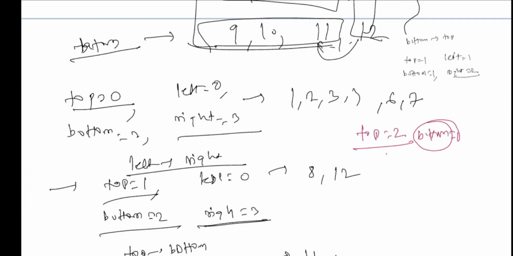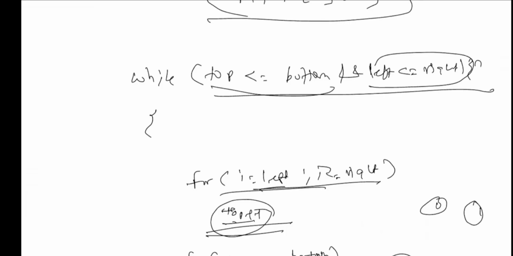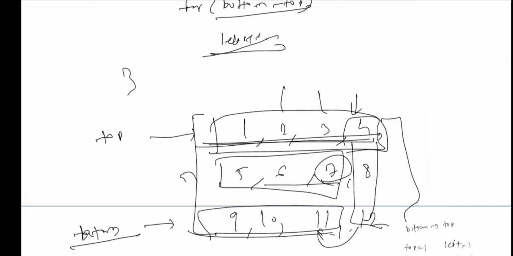Okay. Top is 2 and bottom is 1. So in this case, you can say that, if exceeding, and what was our base condition that we have written? Base condition is top should be less than or equal to bottom, right? Top should be less than or equal to bottom.